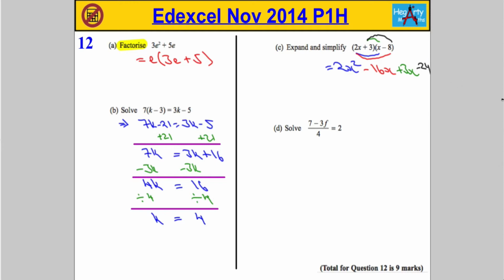We're going to gather our terms together. Collecting like terms, we get our final answer, which is going to be 2x squared, negative 16x plus the 3x is going to give me a total of negative 13x, and we still have negative 24 at the end.